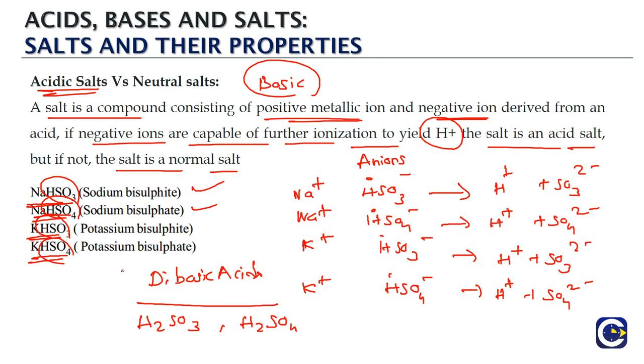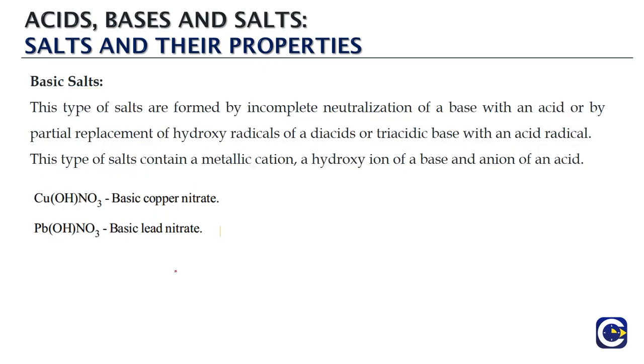So the salts where the anion part which comes from the acid, if it is able to produce further H plus ions, which happens because of the incomplete neutralization, then such salts are going to be called as the acidic salts. On the other hand, if you have salts formed by the incomplete neutralization of the base part, then we are going to be having the basic salts.